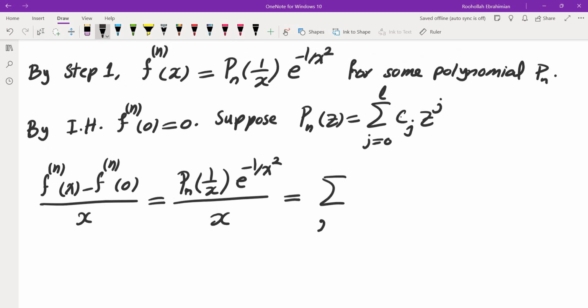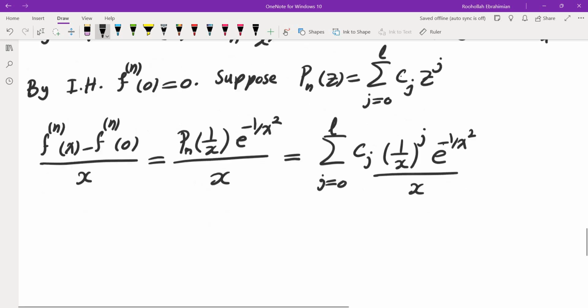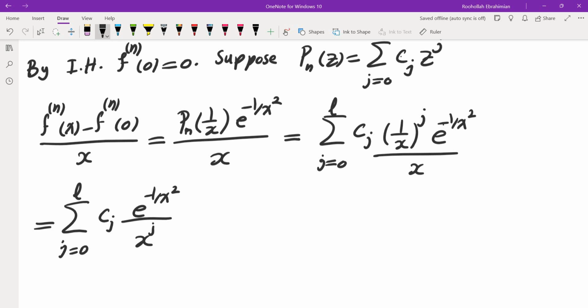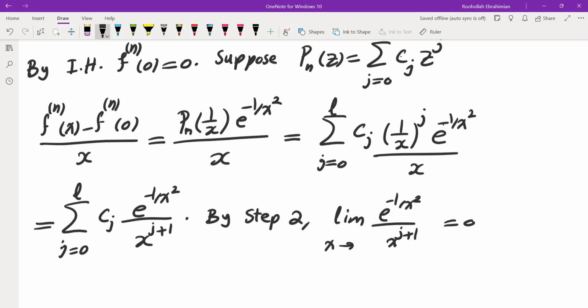I'm going to replace P_n by its formula. So it's the sum j equals 0 to L of C_j, where I replace z by 1 over x. So 1 over x to the power of j, times e to the power of negative 1 over x squared, and then divided by x. Now notice that this expression is approaching 0 by step 2. So this is C_j e to the negative 1 over x squared divided by x to the power of j plus 1. By step 2, the limit of e to the power of negative 1 over x squared over x to the power of j plus 1 is 0 as x approaches 0.